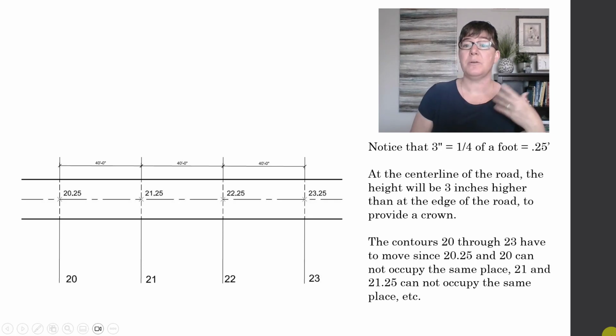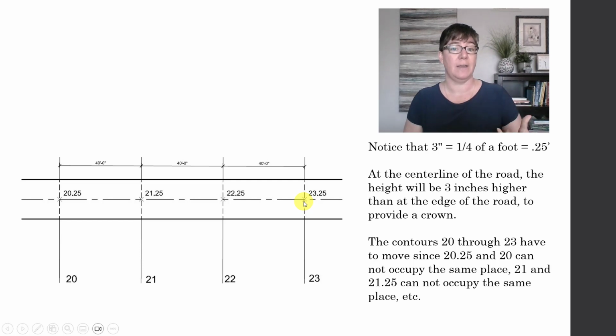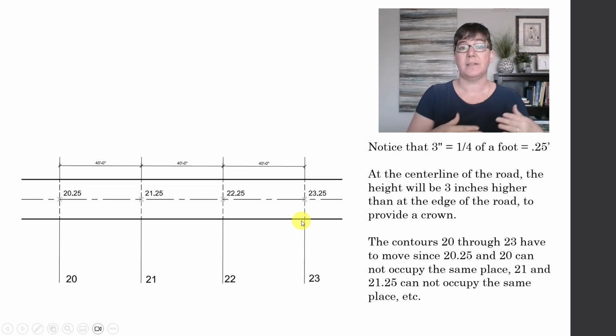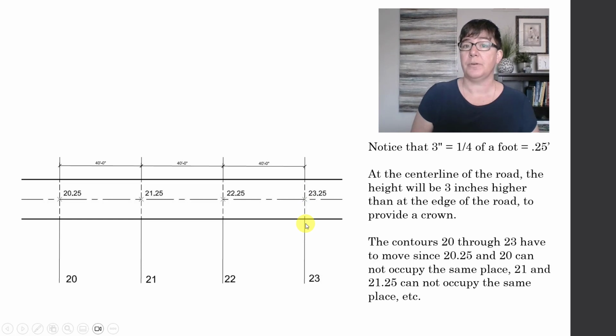Well, a 3-inch crown means that along the center line of the road here, if we were to place a spot elevation, that spot elevation would be 3 inches higher than at the edge of the road. Notice that 3 inches is the same as 3/12, 1/4 of a foot, which is 0.25 feet. So our contour can't run straight through the middle of the road because it's actually higher in the middle of the road. So we have to redraw the contour in order to show this crown.